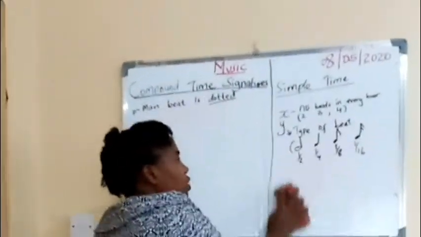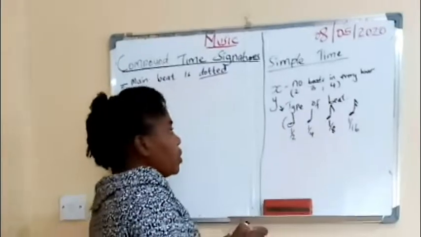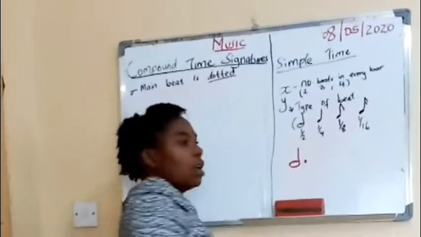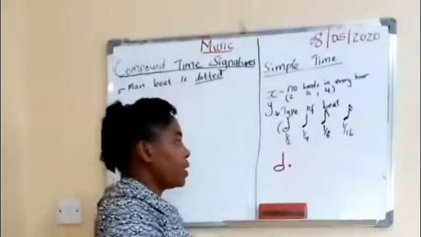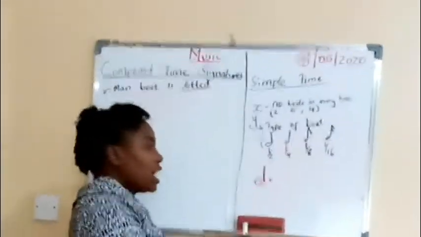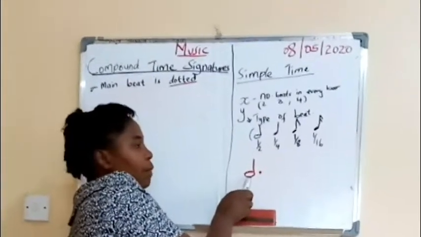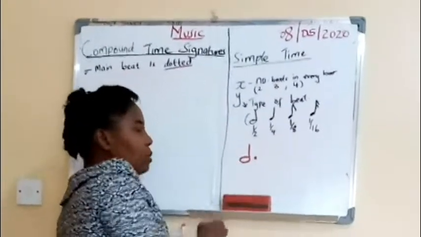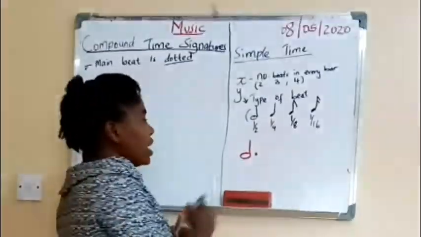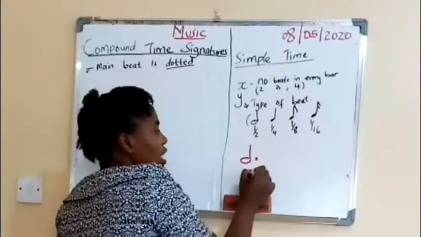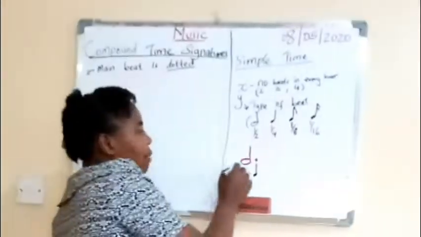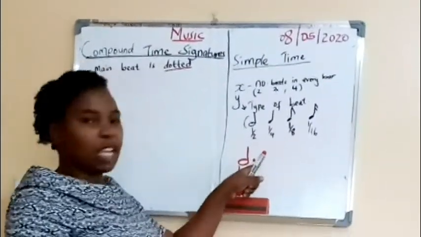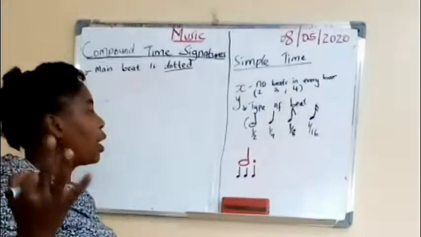Now, I just want us to look here. Look at a dotted minim, for example. When we talk about a dotted minim, a dot in music is half of the value of the beat. Now, half of the minim is a crotchet. So this dot here stands for a crotchet, and a minim has 2 crotchets. So a dotted minim has 3 crotchets.